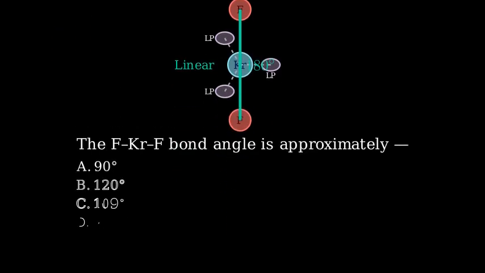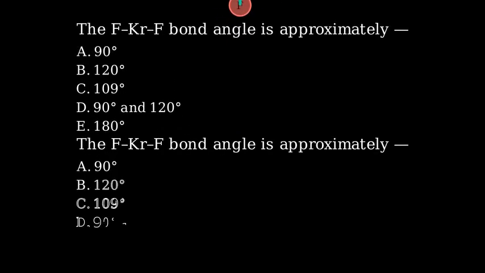Now choose the fluorine-krypton-fluorine bond angle. A, 90 degrees. B, 120 degrees. C, 109 degrees. D, 90 and 120 degrees. E, 180 degrees. Correct is E, 180 degrees.